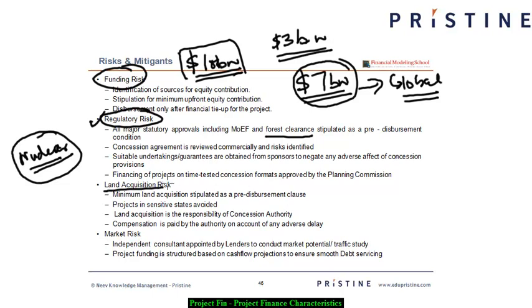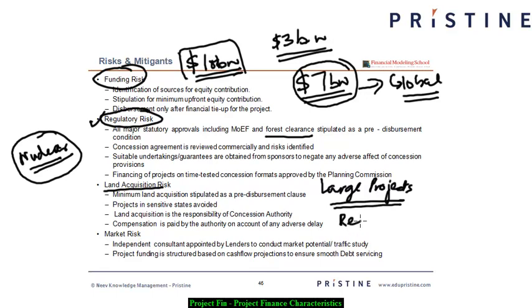Again, there could be land acquisition risks. So most of these projects are large projects, and they require huge amounts of land, huge amounts of contiguous land to build the project. So in case the sponsor of the project is not able to acquire the land, the project could land in trouble.